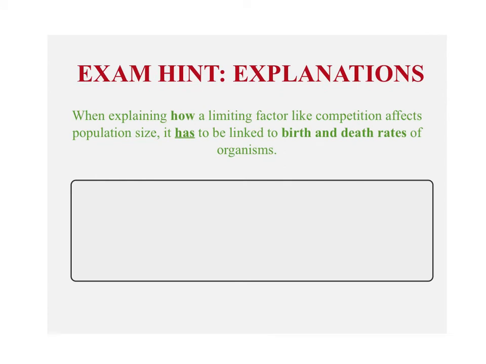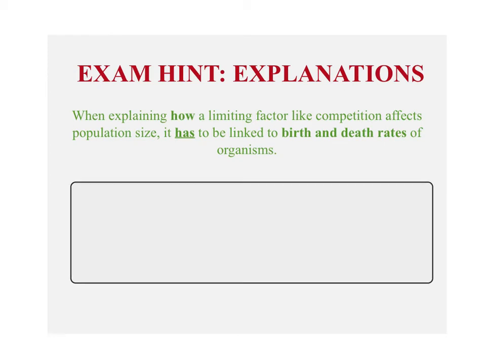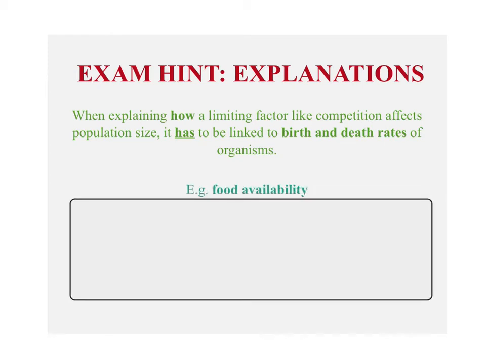And with these explanations, you'll notice that each time we've linked it to the birth and the death rate, and that is a really key ability that you need to do, especially when we're looking at populations. So how does each of these factors link to birth and death rates for organisms? So an example might be food availability.